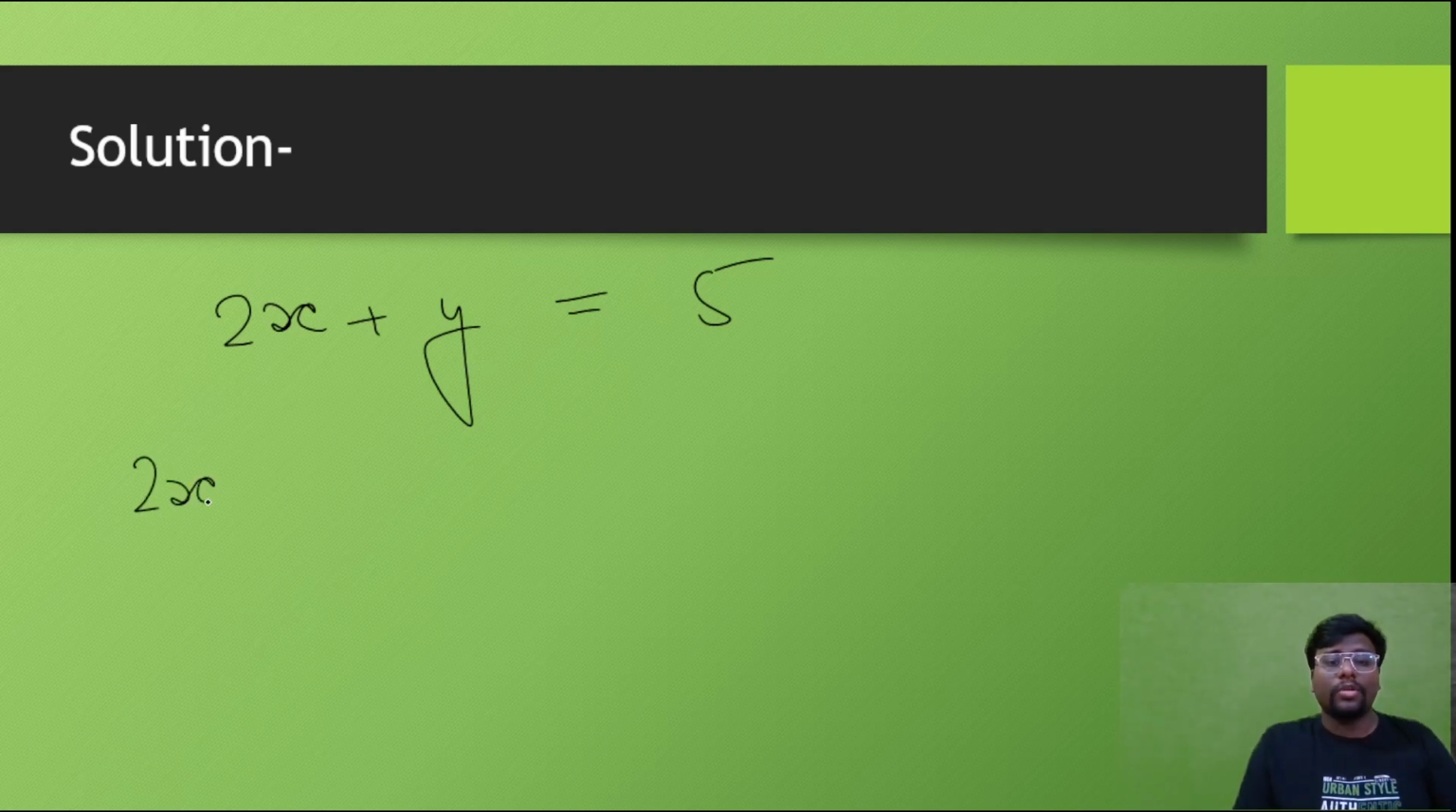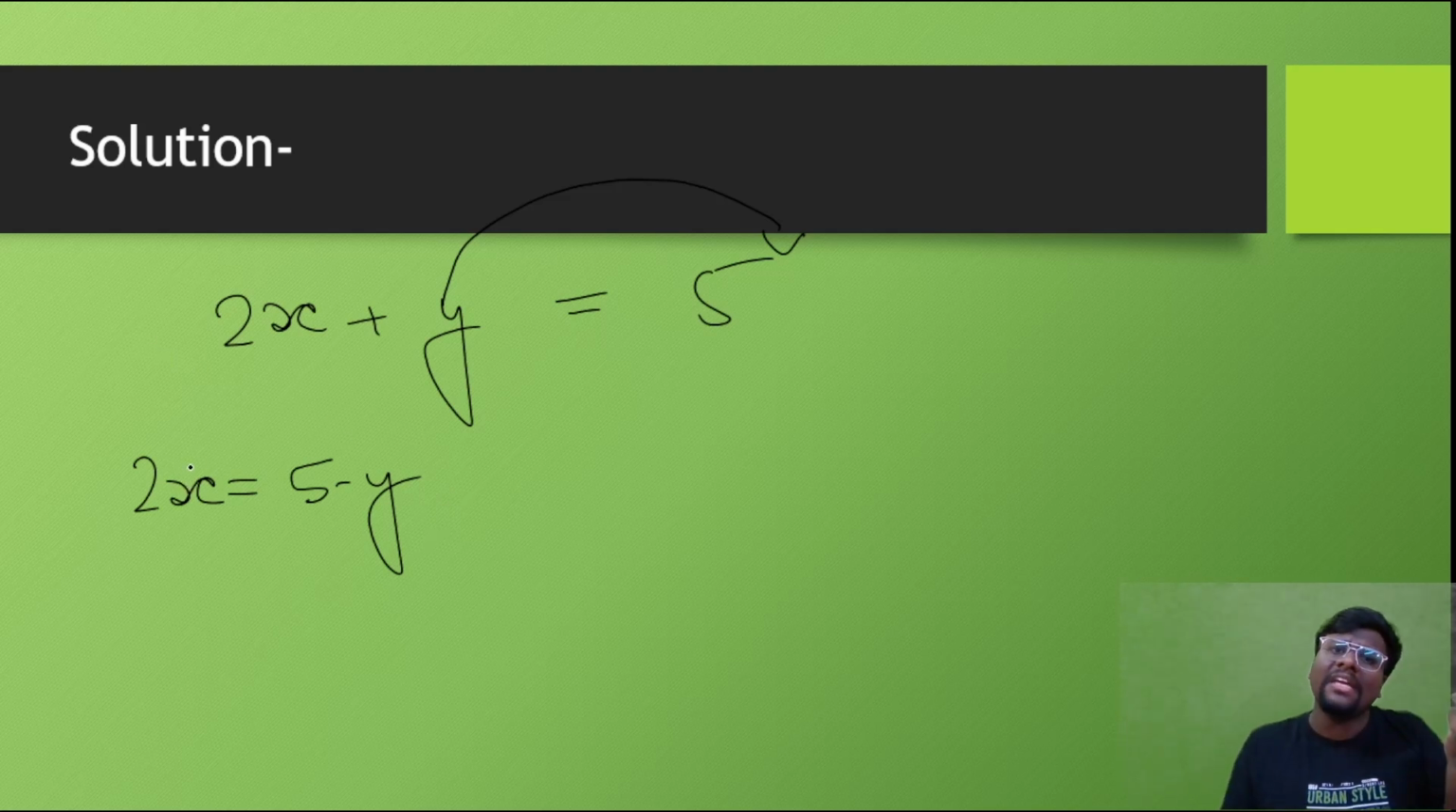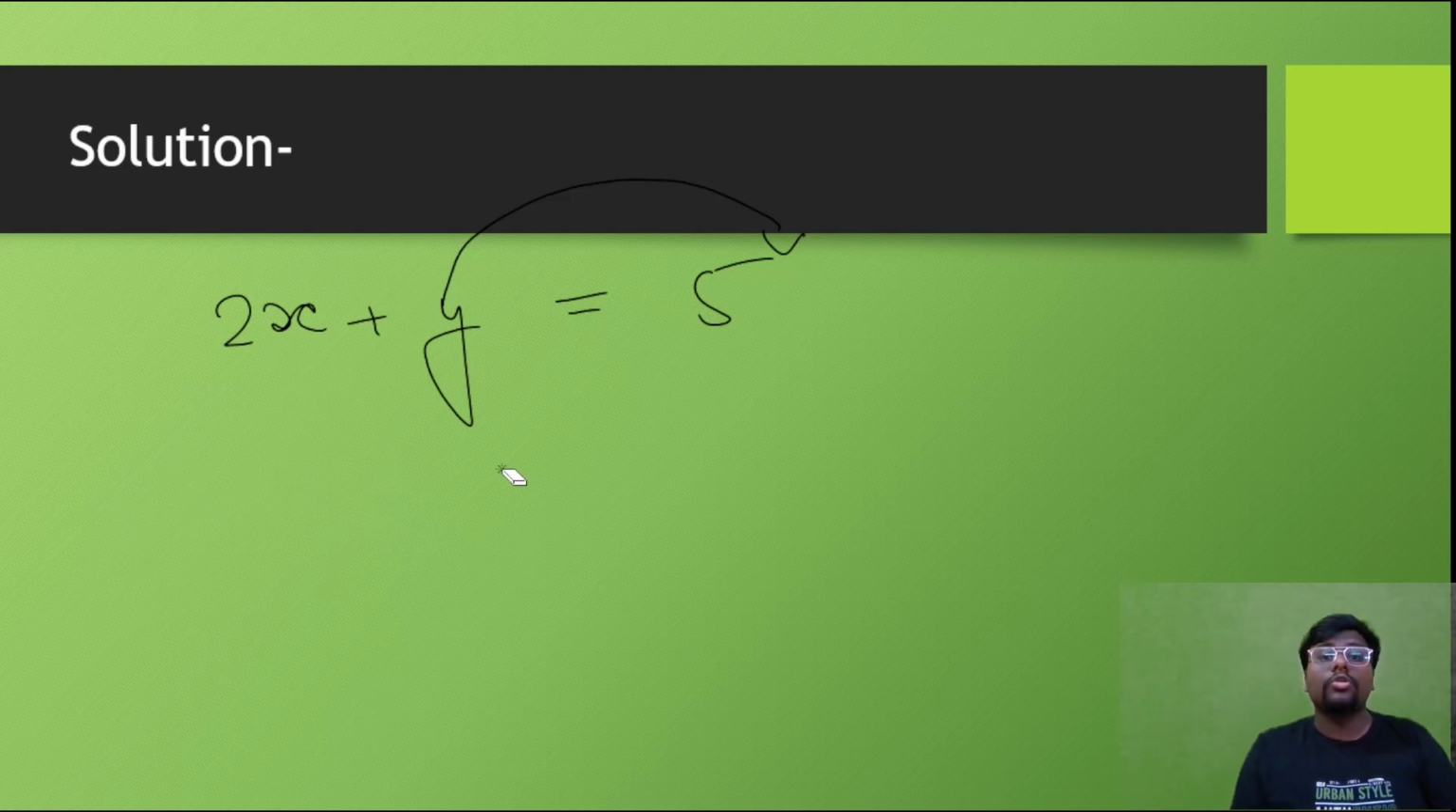Suppose I keep 2x on this side and I bring y to the other side, it will be 5 minus y. Correct? So I can have many values of x and y. There are many possible values of x and y. So one very important observation, note it down, guys: when we have a linear equation in two variables, we have unlimited possible answers for the values of x and y for one equation. x and y values can be different.